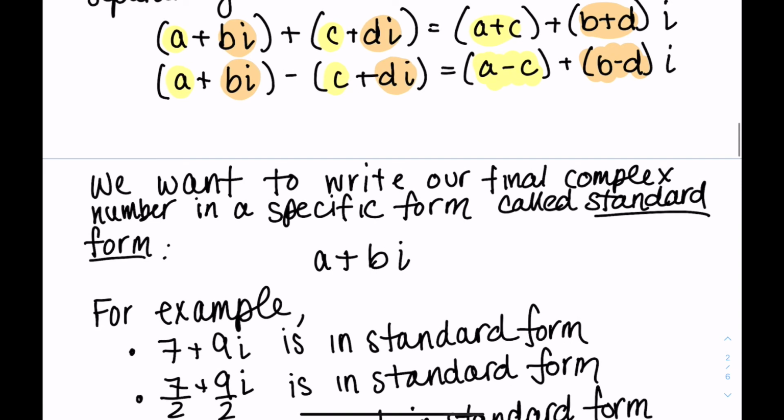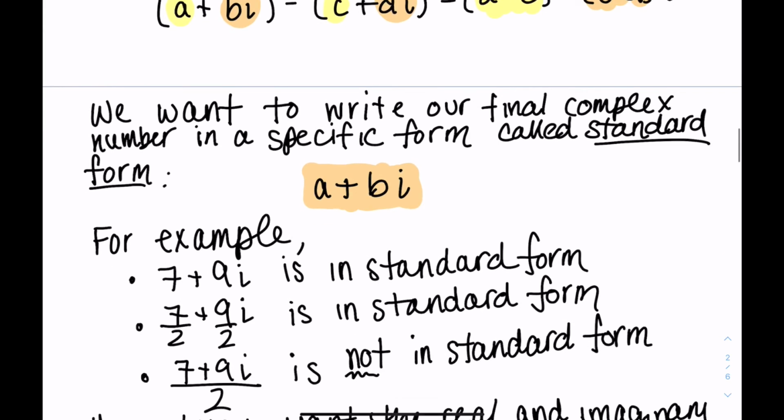So we want to make sure we write our answer in a very specific form because you need to pick off the real part and the imaginary part, and they need to be separated. So this is called standard form. A complex number should be in the form a plus bi. So if we look at some simple examples, 7 plus 9i, that's in standard form. A is 7, b is 9.